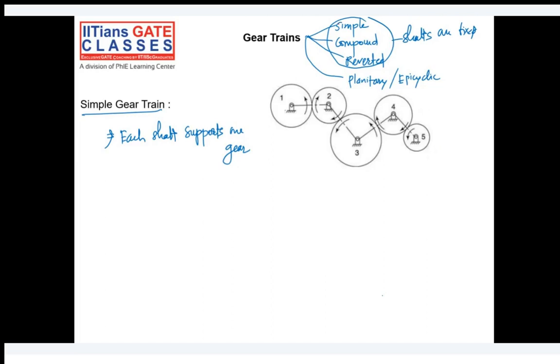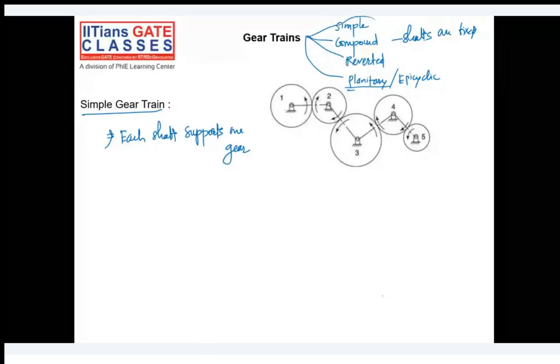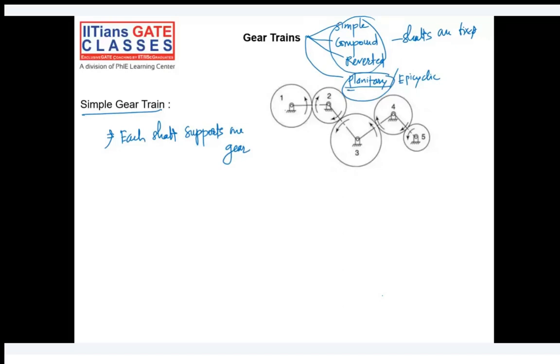But in some cases it is possible that the axis is not fixed, and is also rotating around the axis of another wheel. That kind of gear train is called a planetary gear train, and we'll see it in detail in upcoming slides. As of now, what we can understand is that there are two types, depending on whether the shaft axis is fixed or not.